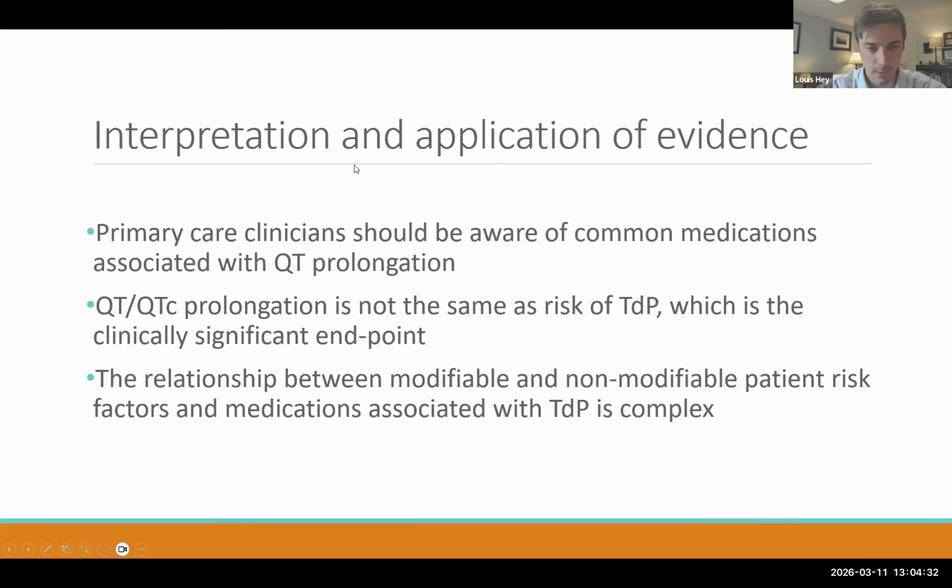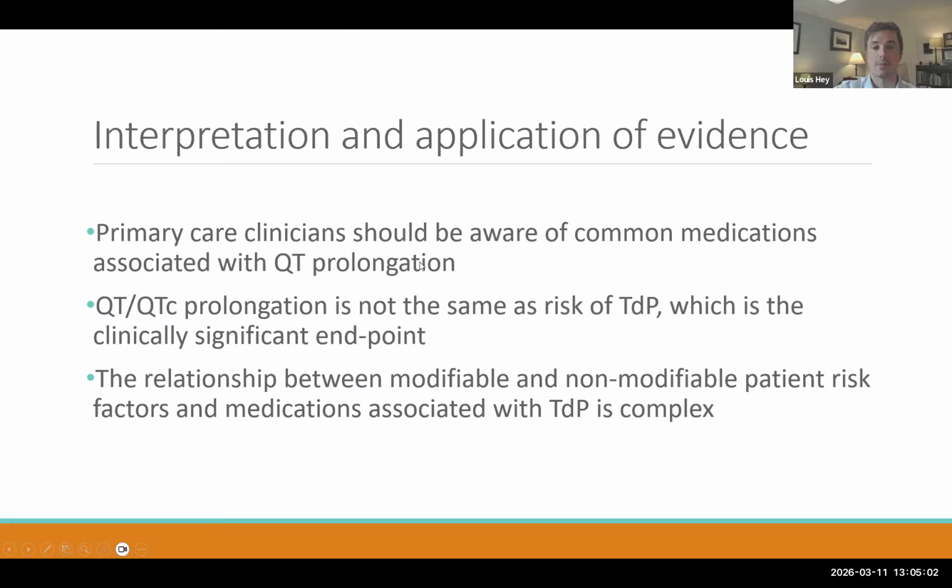So how do we use all this and apply it to our patients? We need to be aware that a lot of the medications we commonly prescribe are associated with QT prolongation, but recognizing that risk of QT prolongation is not the same as the risk of torsades. So the QTC going up by 20, 30 points isn't necessarily concerning. It's not necessarily going to cause torsades.